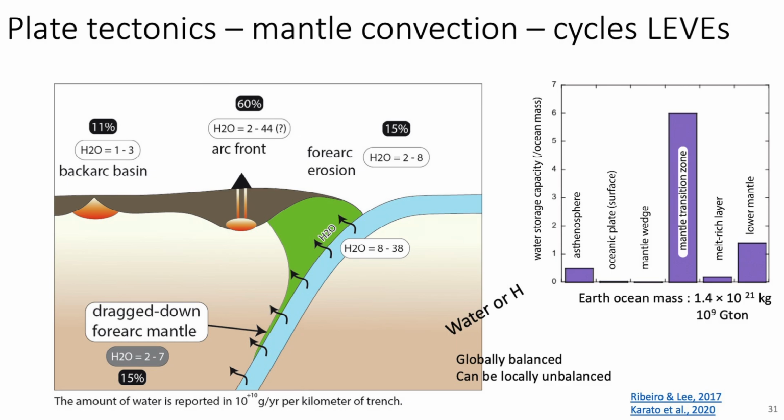And in particular, there's one zone that is targeted in the interior of the Earth, that's the transition zone, between 410 kilometers and 670 kilometers, and that's a zone where the minerals and the rocks can actually host a lot of water. Like for the carbon cycle, the water cycle is globally balanced at the surface of the Earth for billions of years. However, locally, at some subduction zones, it may not be balanced. So it's a very sweet spot that we have with this system.